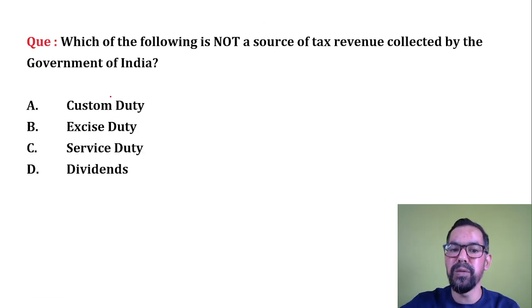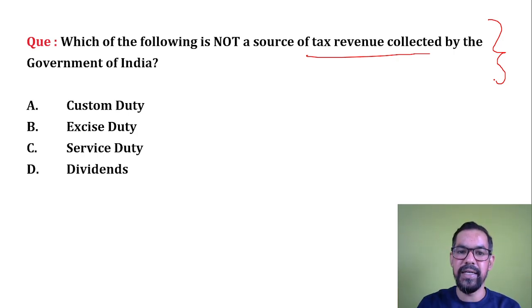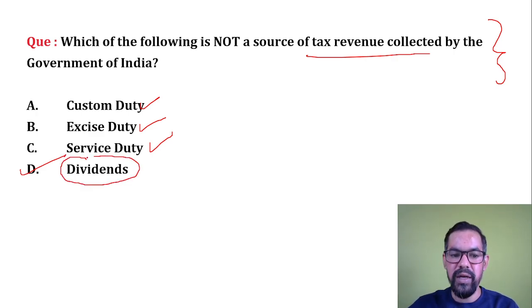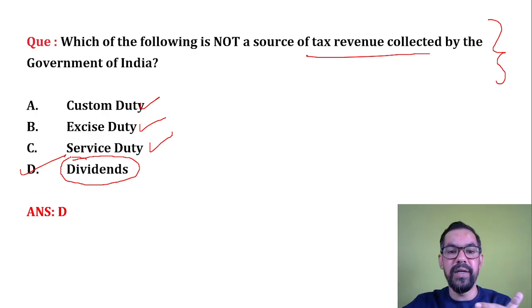Next one, which of the following is not a source of tax revenue collected by the Government of India? We have direct taxes, and we have indirect taxes along with GST. Out of these, customs is part of indirect tax, excise is again part of indirect tax, service tax is indirect, so dividends will be the correct answer for this one. This is when the Government of India has ownership in some company shares. When these companies issue dividends, the dividend is part of profit.